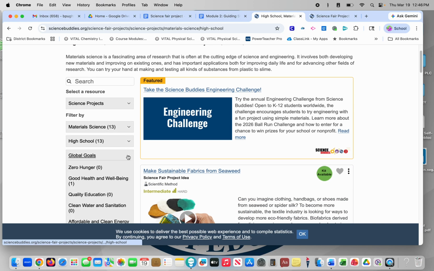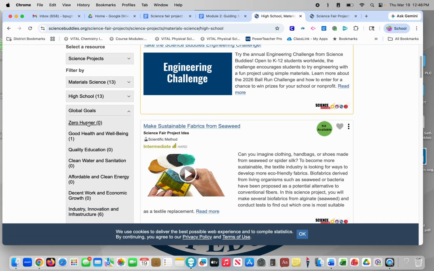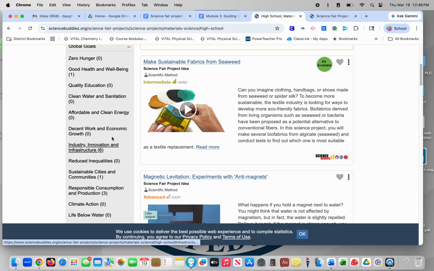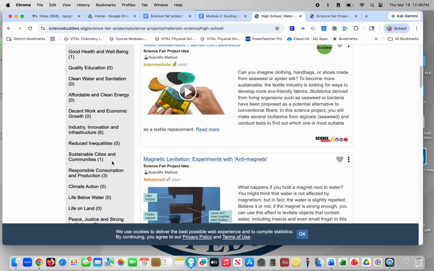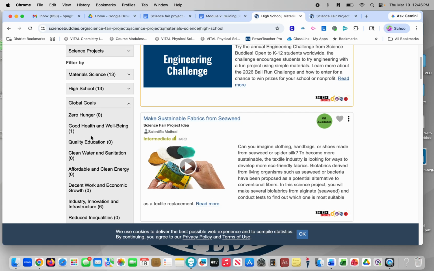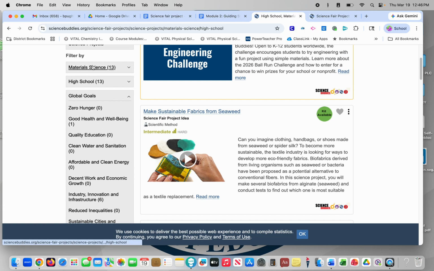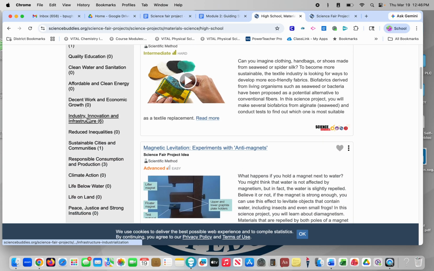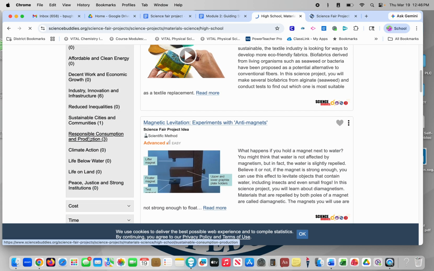Do you have any global goals? Are you looking at health and well-being, zero hunger, quality education, clean water? Is it work and economic based? Is it about industry, innovation, infrastructure? That means kind of building. Is it to reduce inequalities, what I just talked about, if something's unequal? Are you trying to create something that's sustainable? That means it'll last over time. Is it responsible consumption and production? Is it about climate? So it's giving you some options there. Looks like the only one for high school and materials is about good health and well-being, responsible consumption and production. Let's look at that.